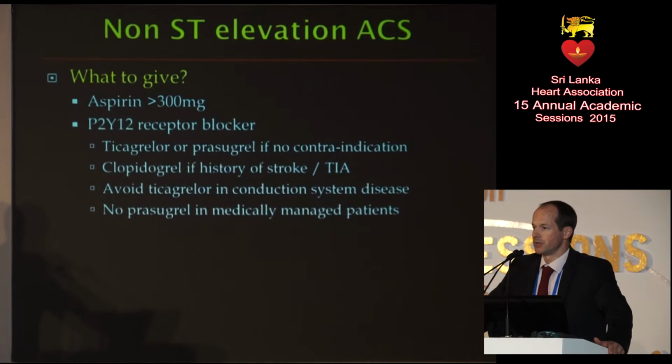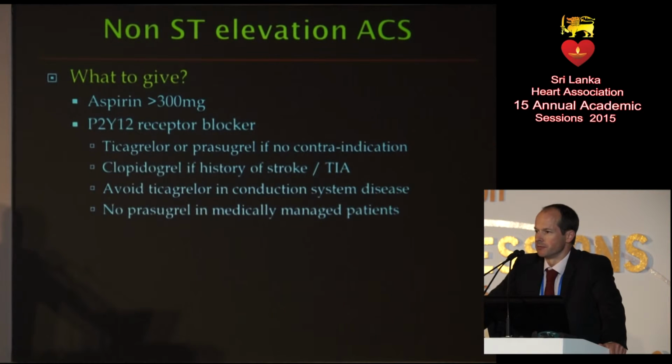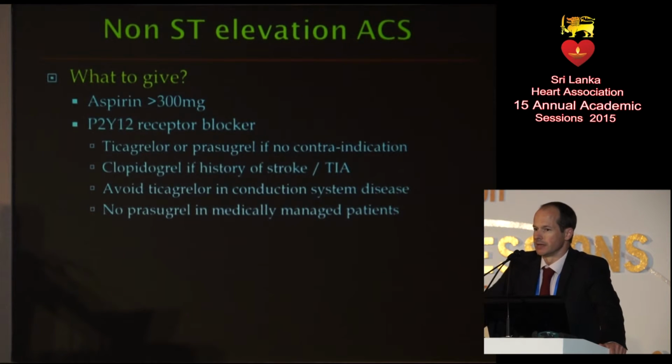And then we would also give a P2Y12 receptor blocker. European guidelines certainly suggest, I'll show them in a moment, that we should be giving ticagrelor or prasugrel, one of the new, more potent oral P2Y12 inhibitors rather than clopidogrel. The only subgroup where I would definitely give clopidogrel is in people with a history of previous TIAs and strokes.